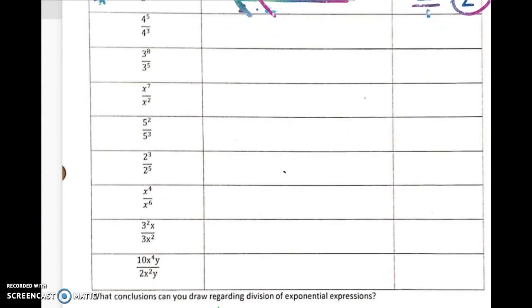The next one I'm going to do is this one. I have x to the 4th on the top. So in my numerator I have x times x. I'm going to have 4 of them since my exponent is a 4. Then in the denominator I have 6 x's, so I'm going to show that by showing the multiplication of 6 x's. Now, again, I'm going to simplify. X over x would give me 1, 1, 1, and 1. I can't simplify anything else, so let's see what I have left over.